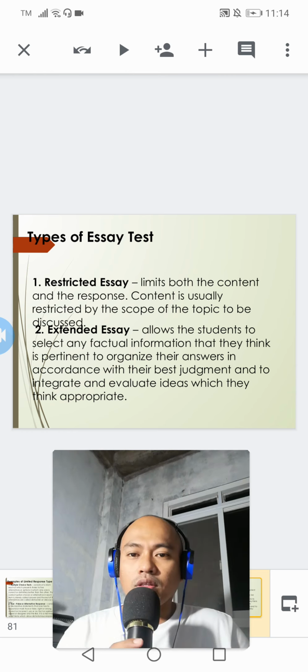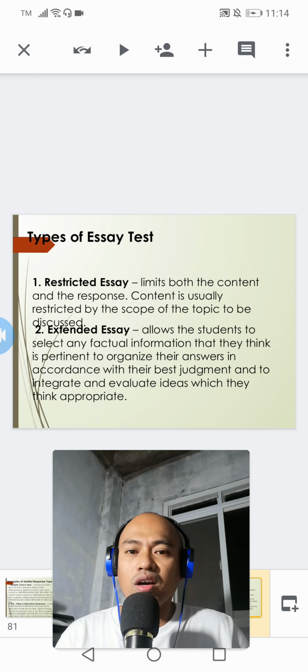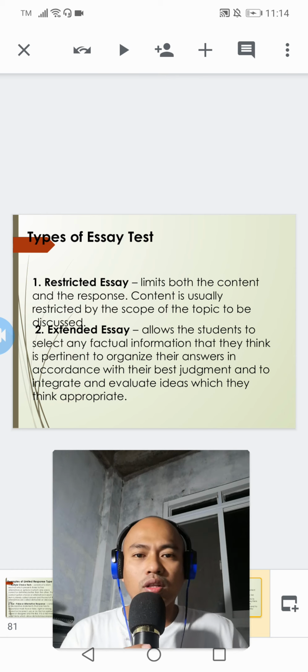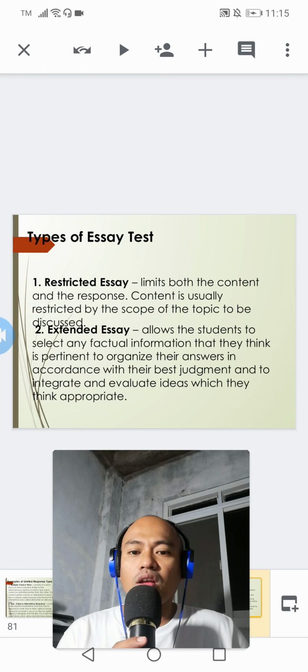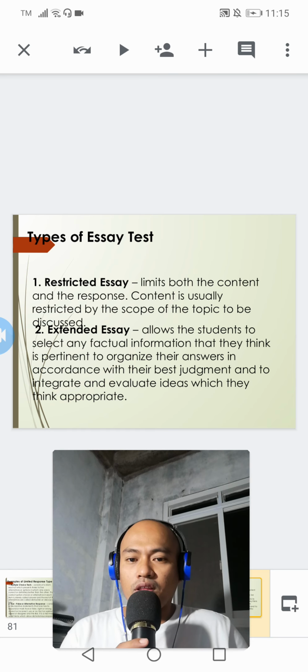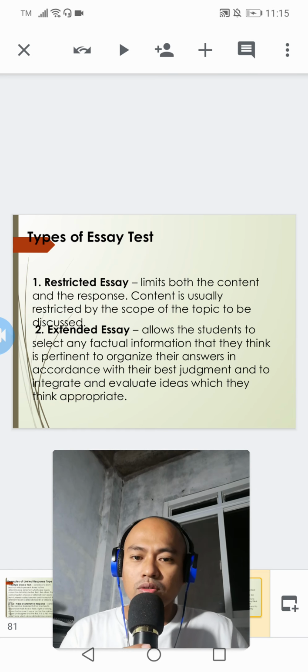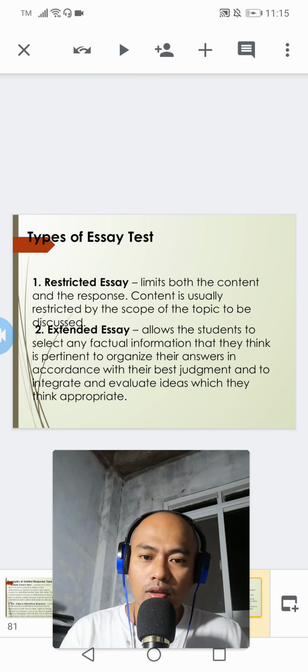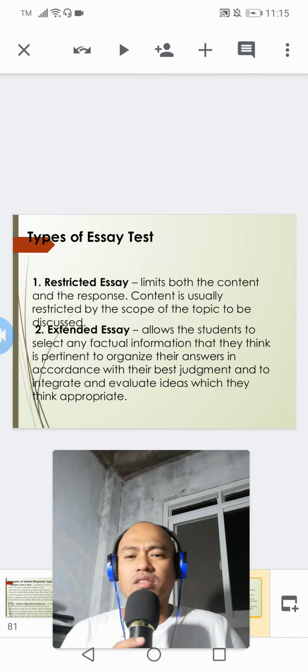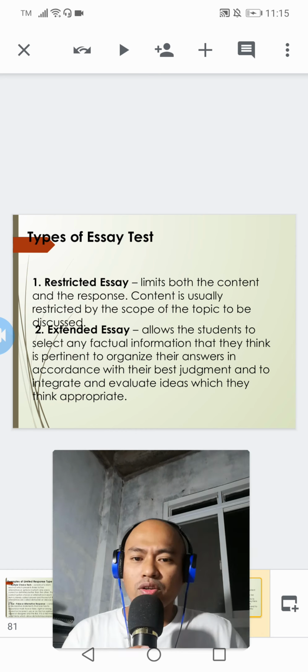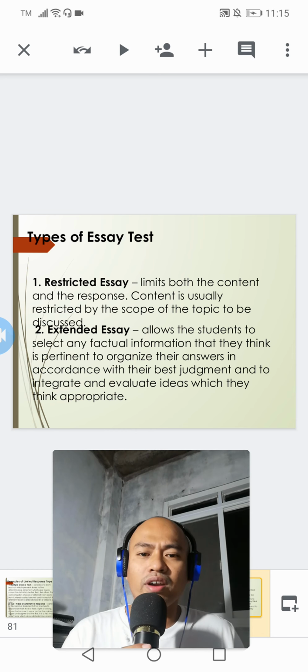Then the extended essay allows the students to select any factual information that they think is pertinent, to organize their answers in accordance with their best judgment, and to integrate and evaluate ideas which they think appropriate. In terms of scoring, it is very difficult to score extended essays. Because as we know, essays are based on the opinions of the learner. So we cannot immediately say their answers are wrong.